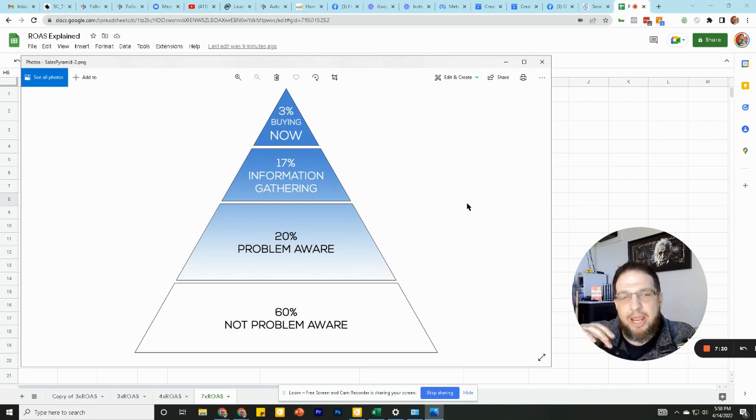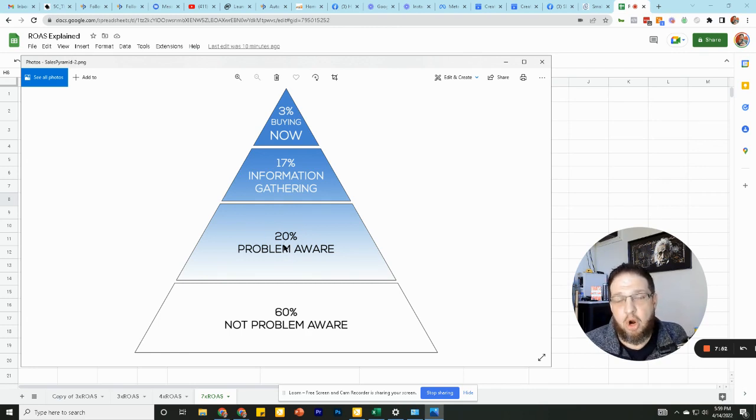And how I'm able to get such a higher ROI is because I focus on this other 37%. 60% of the people are not problem aware, right? I mean, shoot, this could be a restaurant, this could be a movie theater, this could be a product or a service. They already have whatever their problem is solved, or they don't have one. They're not aware that they even have a problem.